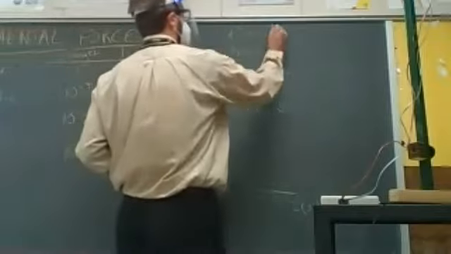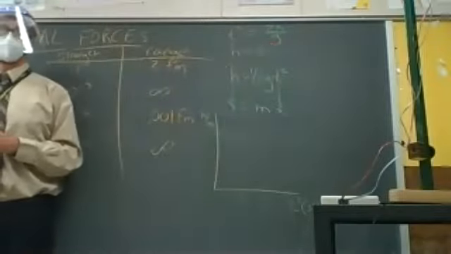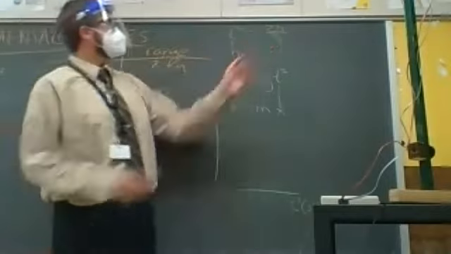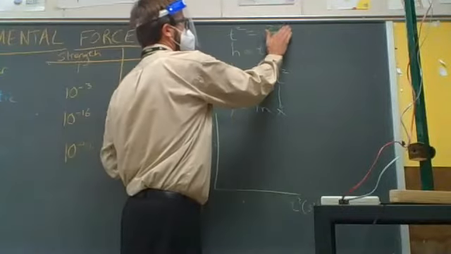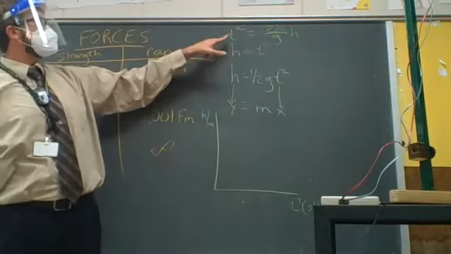H over G, right? We're gonna call it that. We probably want to write it like this: 2 over G times H, as we said. 2 over G times H. And then this would be our y.